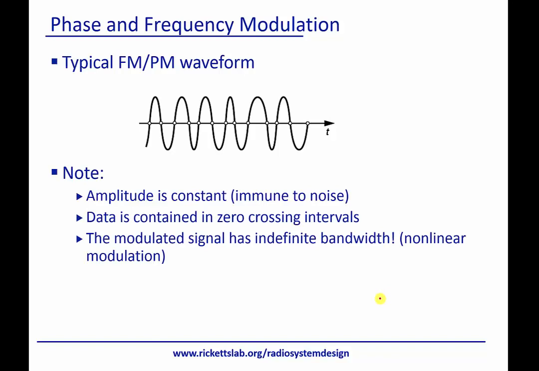A couple comments. Typically in phase and frequency modulation, the amplitude is constant, which makes the signal immune to noise, which is good. The data is usually contained in the zero crossing intervals, and one bad part is that typically phase and frequency modulation, because remember it's cosine of phi of t, right? Or we're modulating phi of t. Well, this is a nonlinear function, therefore our bandwidth tends to be very large. All right.